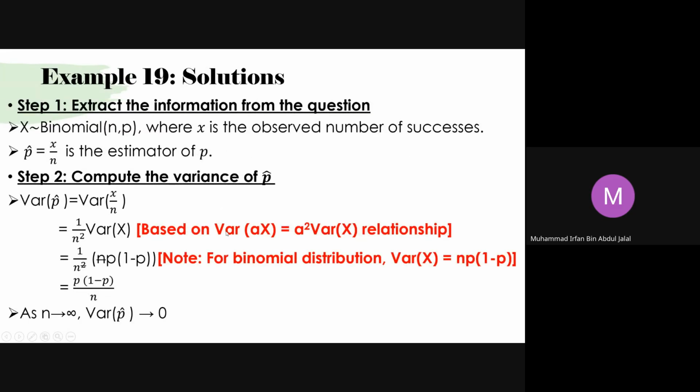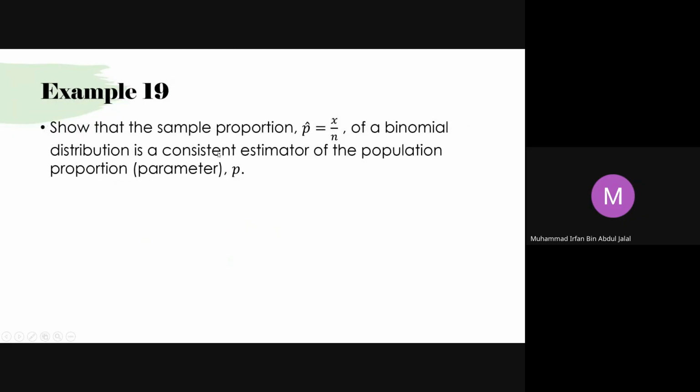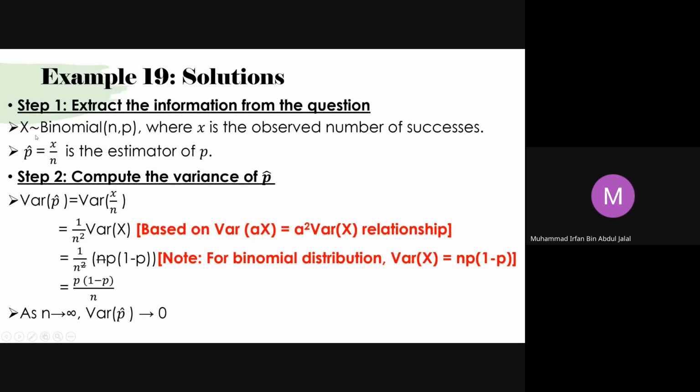First again, when you have this kind of question, you need to extract as much information as possible from the question. So first, we know that X follows a binomial distribution with parameters n and p, where X is the observed number of successes. So we have these things. P hat here is the estimator for the P, the parameter for this binomial distribution. Okay, we want to estimate these things.